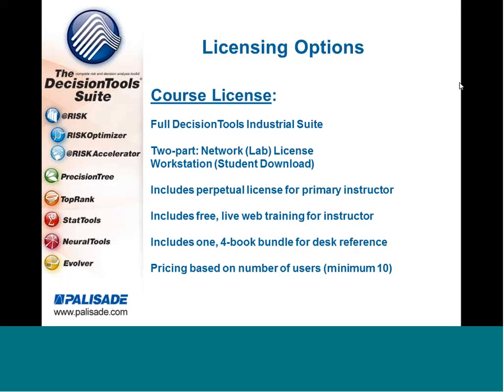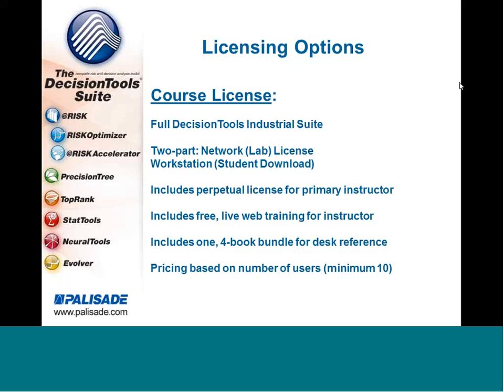Also included in the course license package is a book bundle, 4 of our most popular titles published by Palisade. 3 of them are Wayne Winston books that include Decision Making Under Uncertainty with Risk Optimizer, Financial Models Using Simulation and Optimization 1 and 2, and also includes Learning Statistics with StatTools by Christian Albright. And you may be familiar with some of those titles or some of those author names.